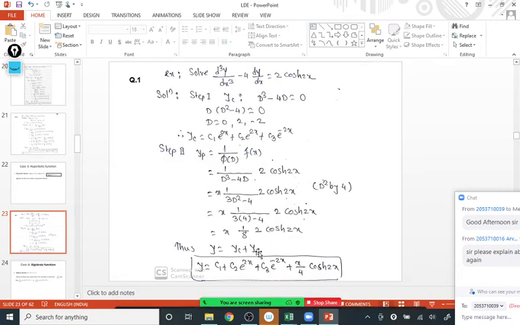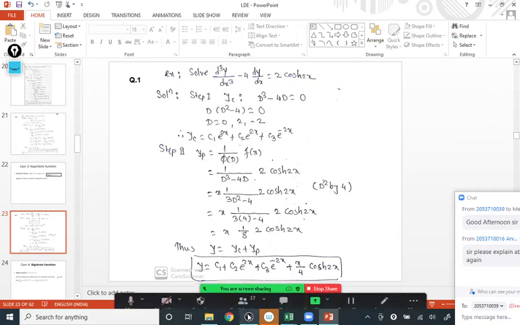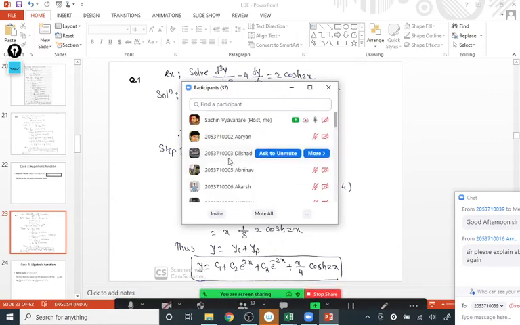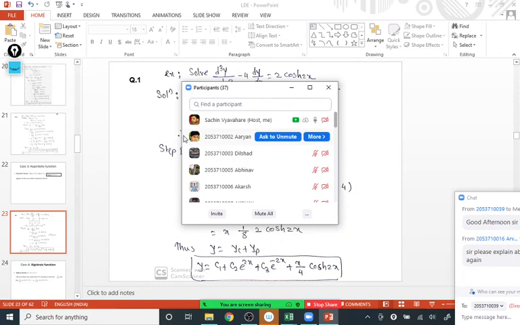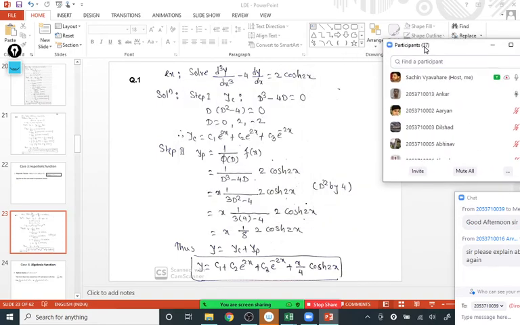You'll observe what yp is there: x by 4 cosh 2x. So whatever answer he gave, that's correct. Who is giving the answer? Is it Ankur or Aryan? Yes, sir, Ankur. Okay. Very good, Ankur.